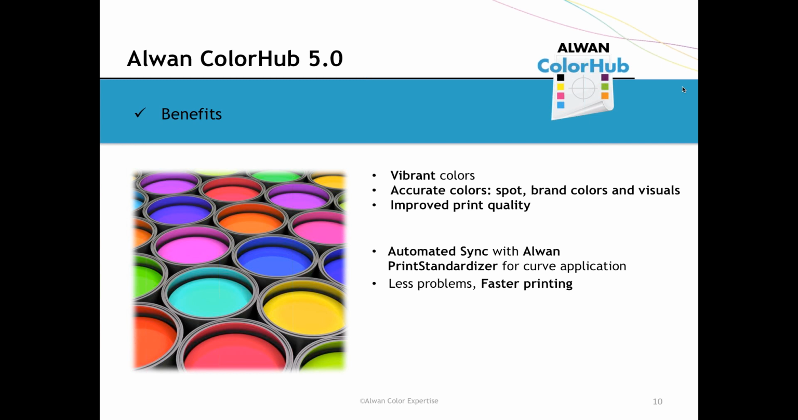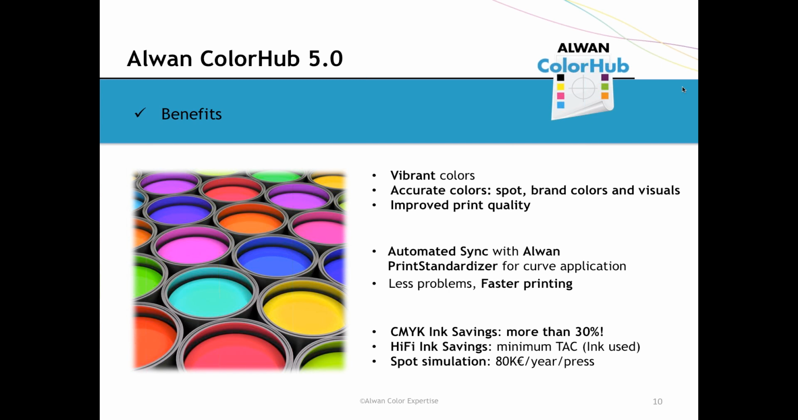Very important, Ellie already highlighted that there is interaction between different products in the workflow, and so Alwan ColorHub syncs curve information with Alwan PrintStandardizer. So it's possible to interact between the two products and share also the color job ticket part of the different products. So it enables you to have less color problems and faster printing, because we apply different possibilities to the files in order to make the printing better and faster.